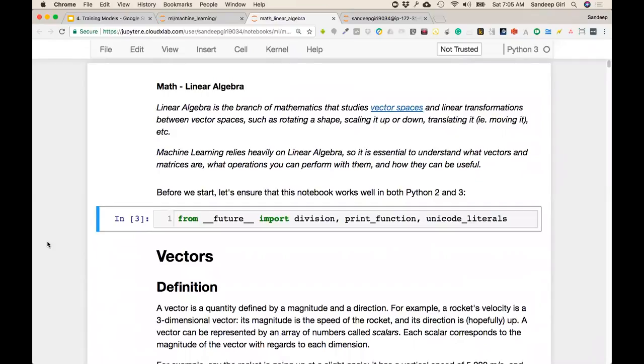So what exactly is linear algebra? Linear algebra is the branch of mathematics that studies vector spaces and linear transformations between vector spaces. In very simple words, when we had to manipulate normal single values, we generally did that. Just give me a second, let me turn off my phone.